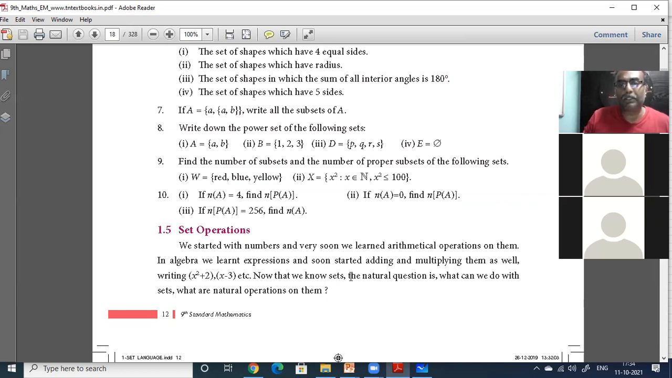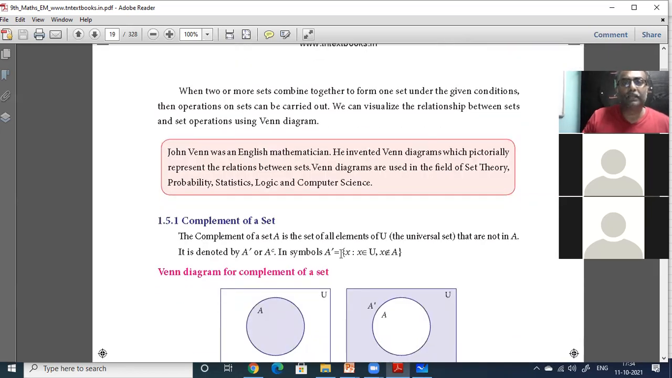So the natural question is, what can you do with sets? How can you play with them? What are the operations you can do on sets? So here is the answer. When 2 or more sets combine together, what do you do by combining the sets? Like you combine numbers, you form one set under the given conditions. You combine sets and you form another set. That means set operations are being carried out. You are doing some operations on both the sets in order to get a third combined set.